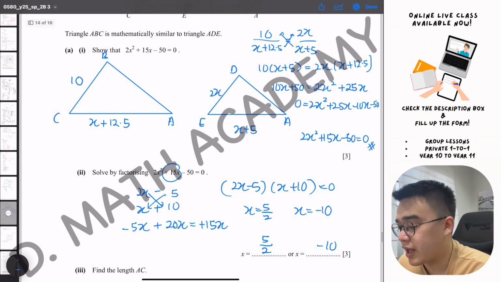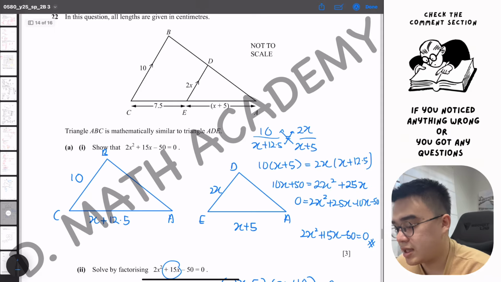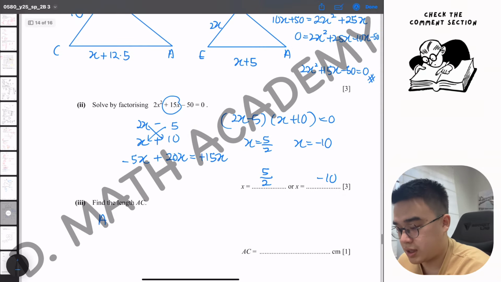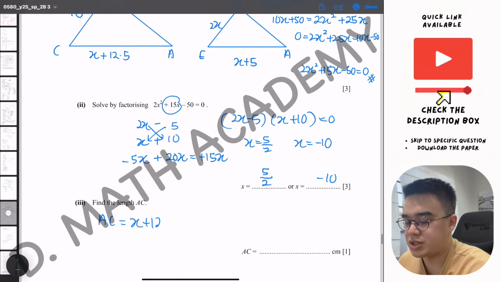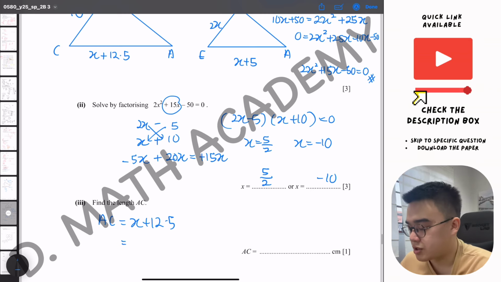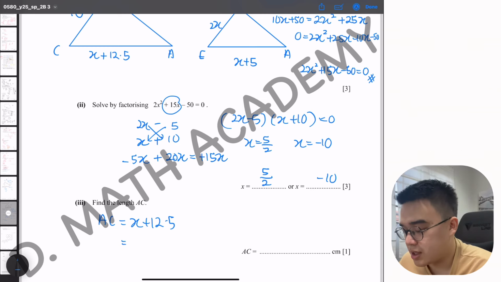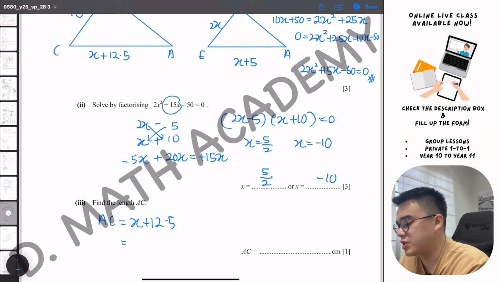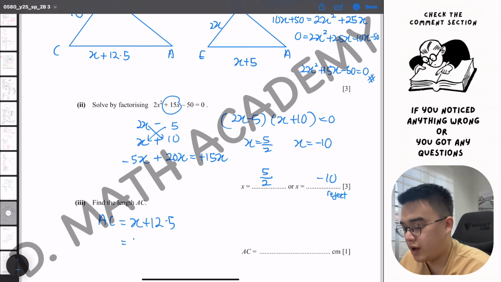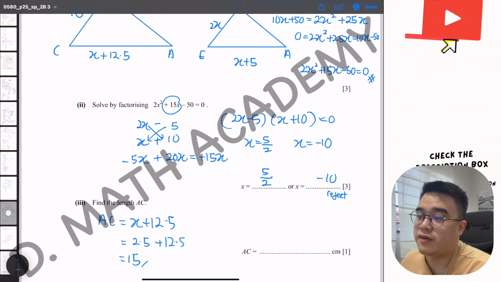And find the length of AC. AC is x plus 12.5. Please take note that since you are measuring distance here, negative is rejected. So just take 2.5 plus 12.5. You will get 15 as your final answer.